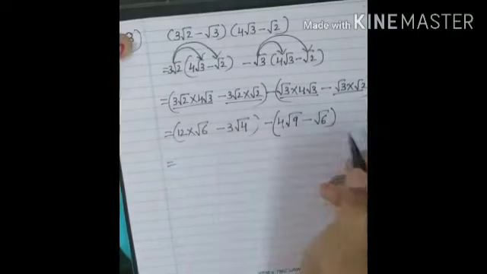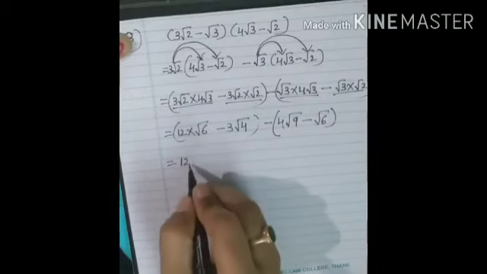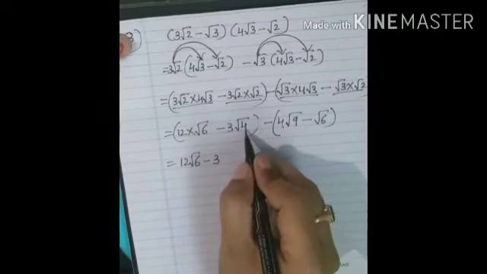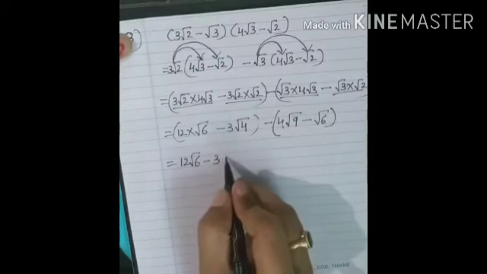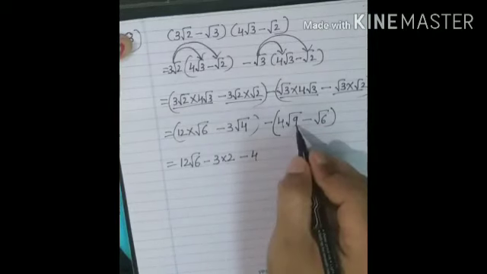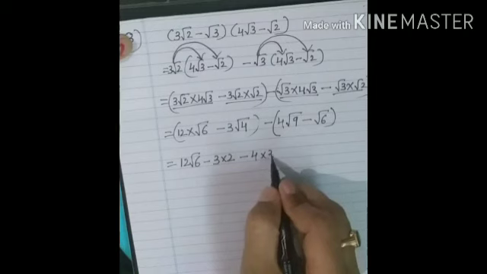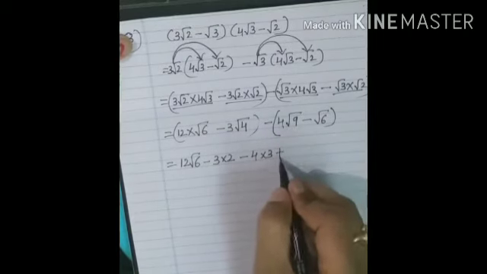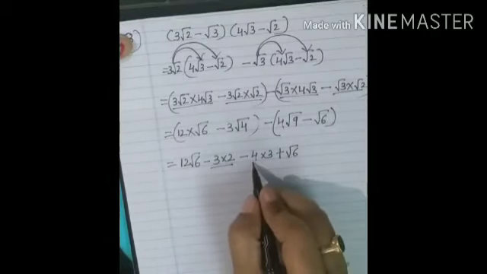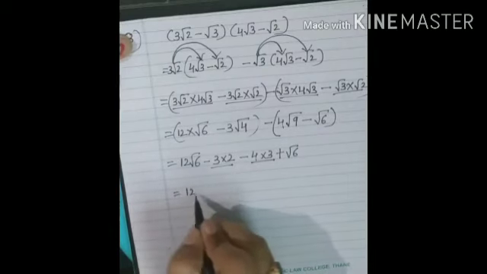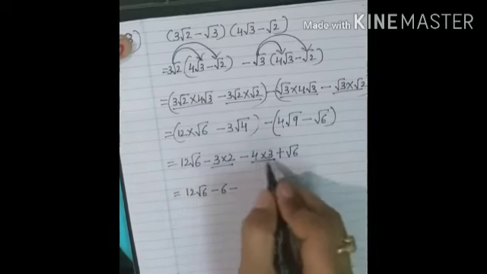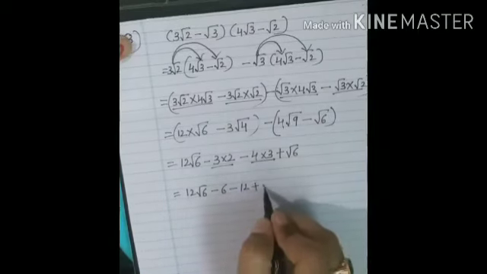Now open the bracket. 12 root 6 minus 3. 4 is a perfect square, so it will come out of the root children. It becomes 2. Minus 4. 9 is a perfect square, so it will come out of the root. It becomes children 3. Minus minus plus and root 6. Now this multiply and here children this is also multiply. 12 root 6 minus 3 2s are 6, minus 4 3s are 12 plus root 6.